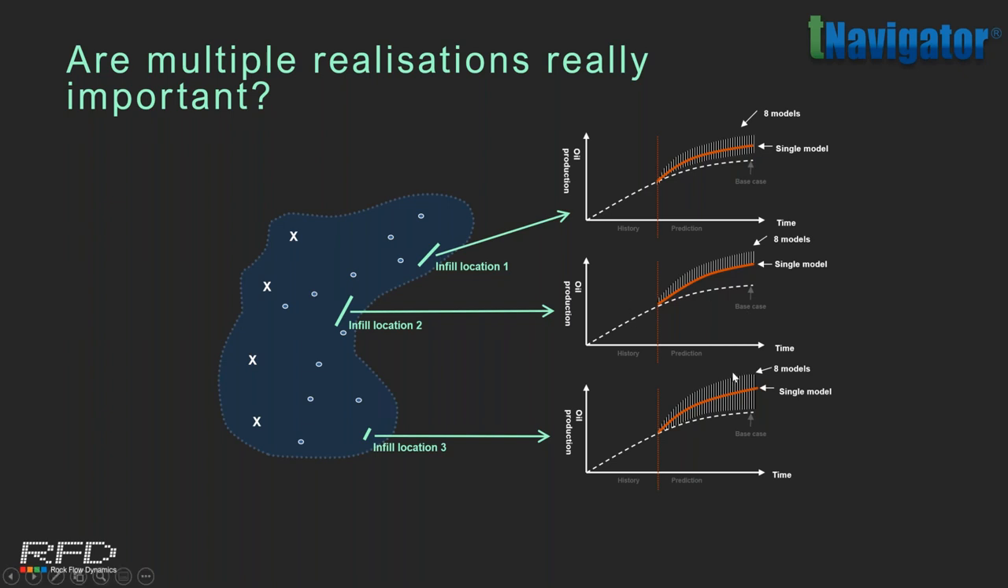And from that point of view, applying a probabilistic approach to production forecasting, we would definitely go for the second location because it gives us guaranteed income, guaranteed improvement in the production, and a reasonable uncertainty range.